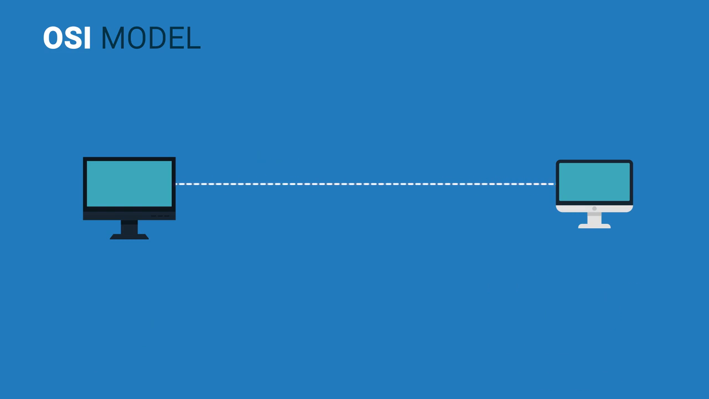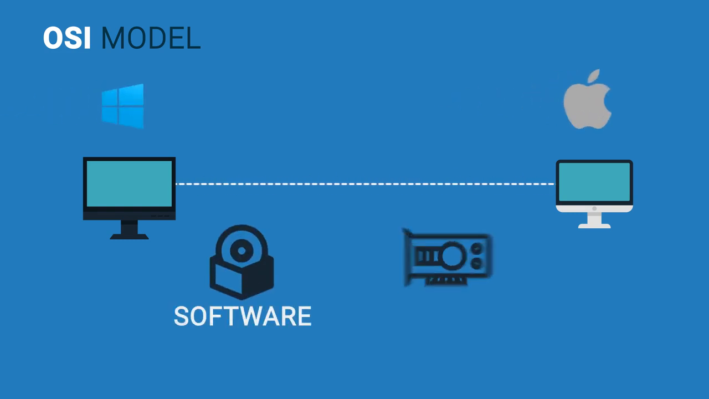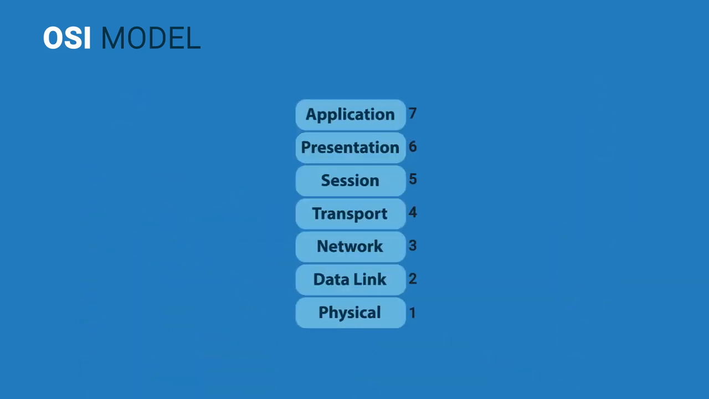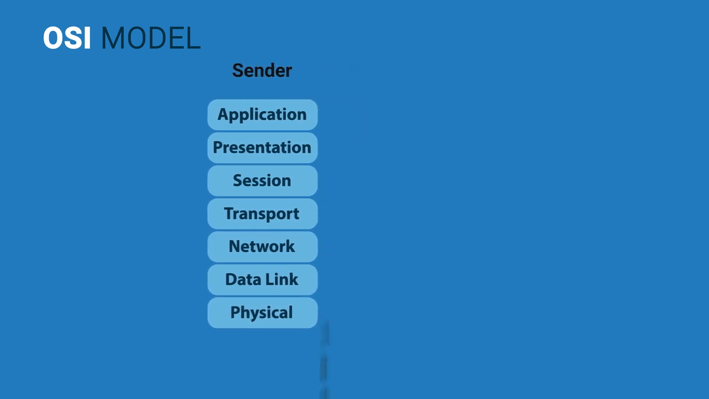The purpose of the OSI model is to facilitate communication between different machines without making changes to the underlying software and hardware. The OSI model is composed of 7 ordered layers that allow us to think about a networking problem layer-wise. And they are application layer, presentation layer, session layer, transport layer, network layer, data link layer, and physical layer.